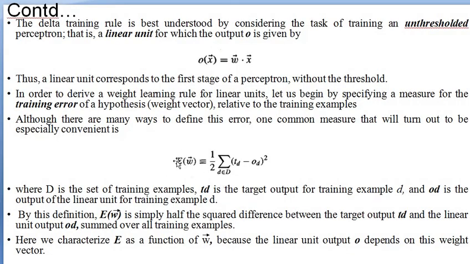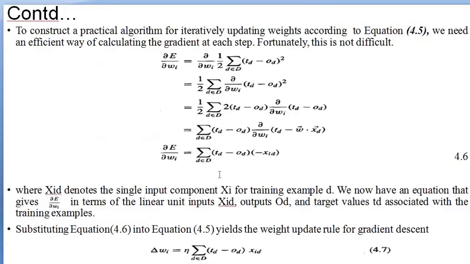In this formula we apply partial differentiation now. After applying partial differentiation, it becomes like this: 1 by 2 is a constant, take it outside, and this becomes the partial differentiation of this value. Square means you can take 2 here, and it becomes Td minus Od, again dou by dou W of Td minus Od. So the 2 gets cancelled, and it remains Td minus Od, and this again you have to partially differentiate. Td is constant, and Od we can write as O.